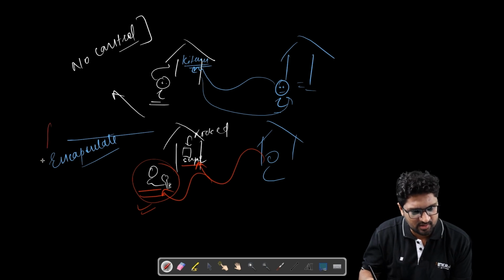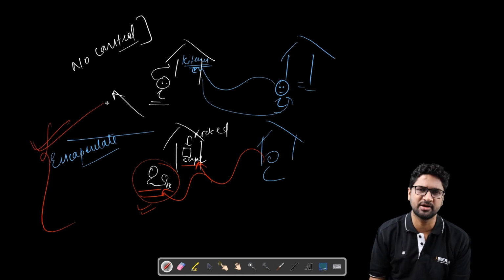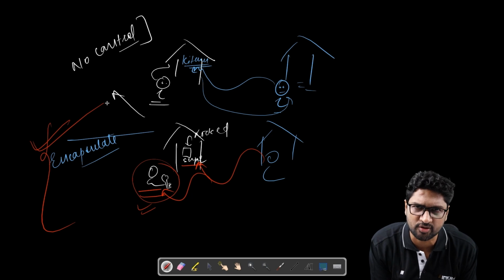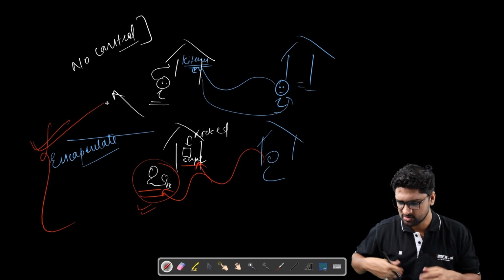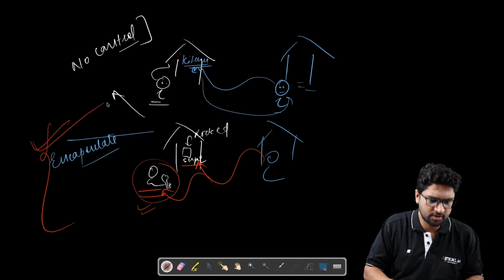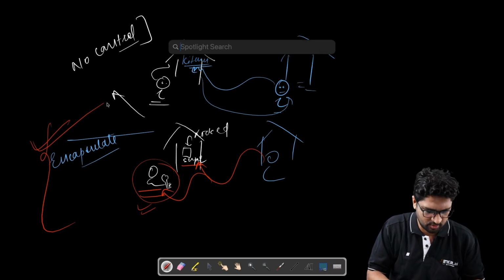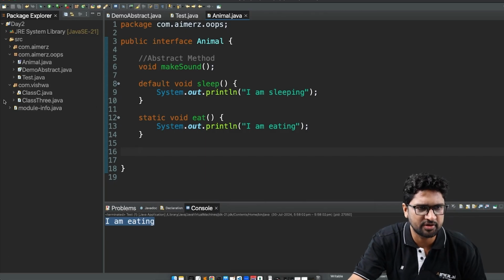This state of the house is called encapsulation, and when you maintain the encapsulation, you have proper control on how the state of the object has to be managed. So let's see a quick code to understand how it would be done. Let me open my Eclipse, and we're going to find an example.